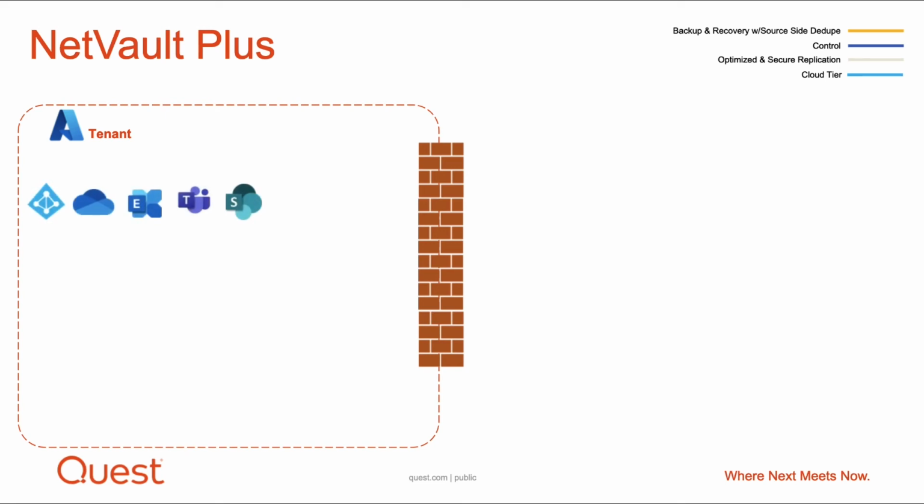So option one, you have all your content inside your tenant, and we have a Microsoft 365 access point that allows us to use that Graph API, talk to the applications, and extract the data out.